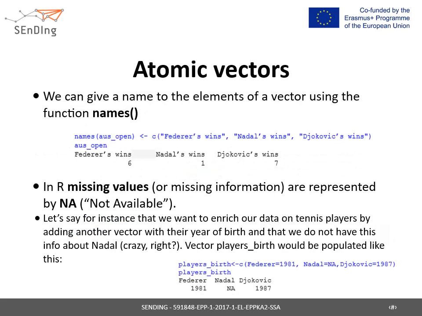Back to our tennis players example, we can give a name to the elements of a vector using the function names. See the first code example. It is possible that we may have missing values in our datasets. In R, missing values or missing information are represented by NA, not available. Let's say for instance that we want to enrich our data on tennis players by adding another vector with their year of birth and that we do not have this info about Nadal. Crazy, right? Vector players_birth would be populated like in the example below.